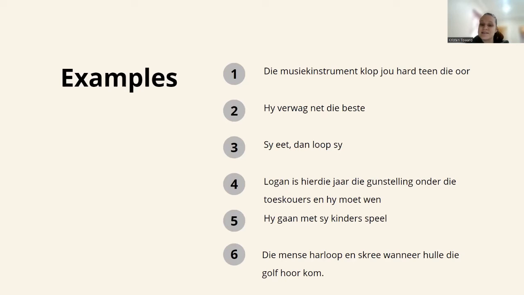Then example 6. Die mense hardloop en skree wanneer hulle die golf hoor kom. So there we have our actions being tested and our wanneer, so our dawn words. So die mense het gehardloop en skree toe hulle die golf hoor gekom het.